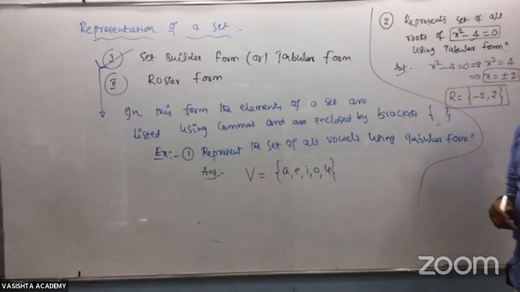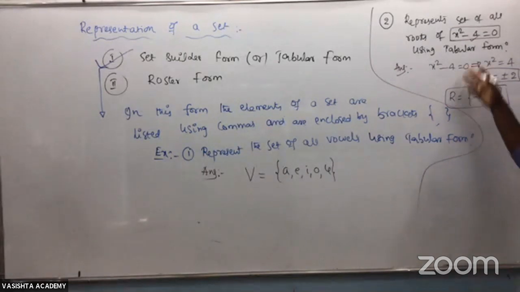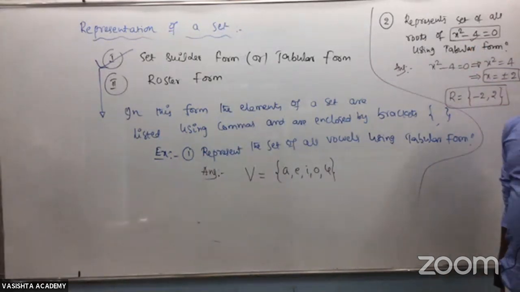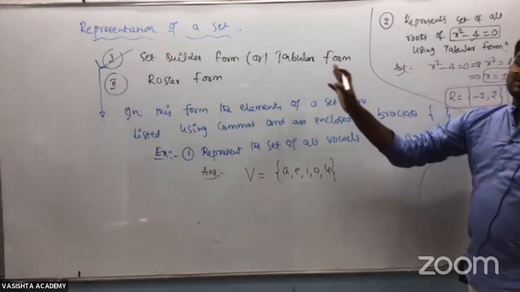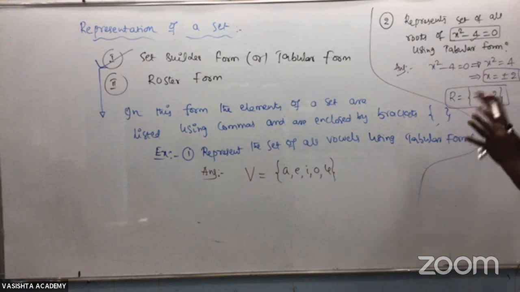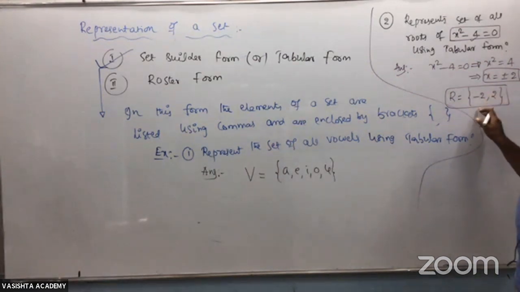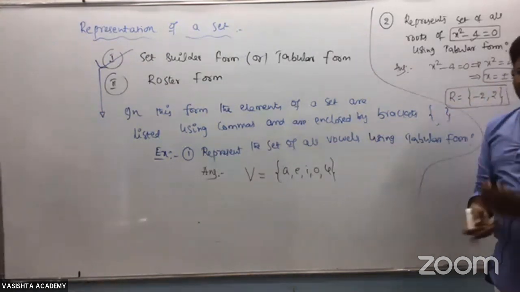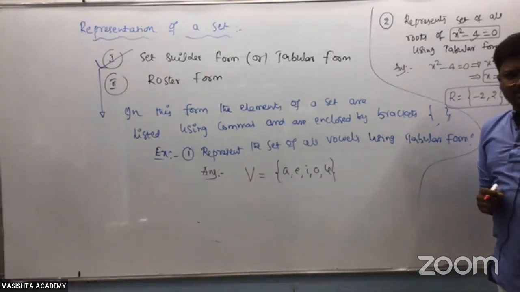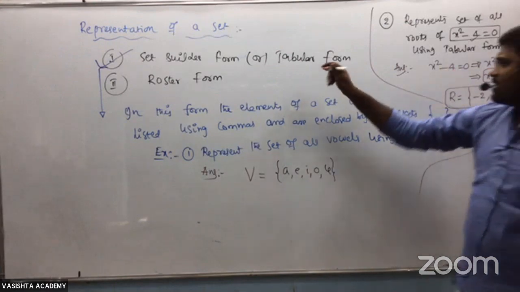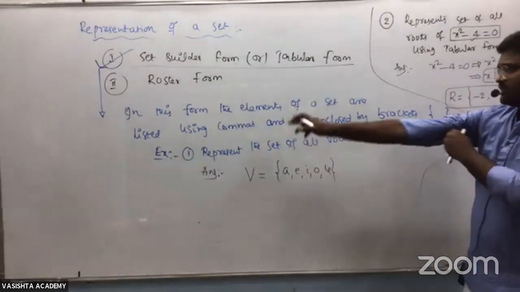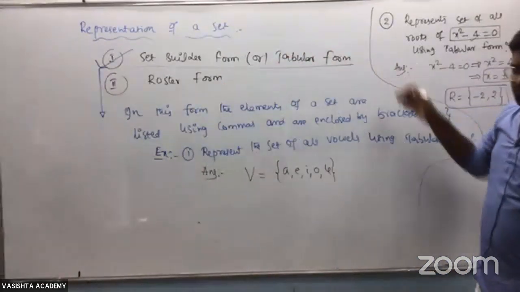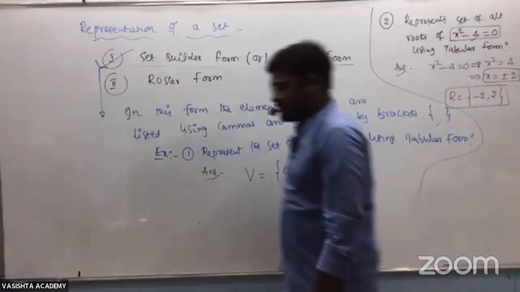If you get 3 solutions, you would write 3 values. If you get 4 solutions, you would write 4 values. Understood my point? So this is called tabular form or set builder form. It is nothing but just writing the elements separated by commas and enclosed by these 2 brackets. It is called the normal way of representing a set. I hope you understood the meaning of tabular form and set builder form. First copy this, and after the completion of roster form, we will try to solve more questions. Okay.